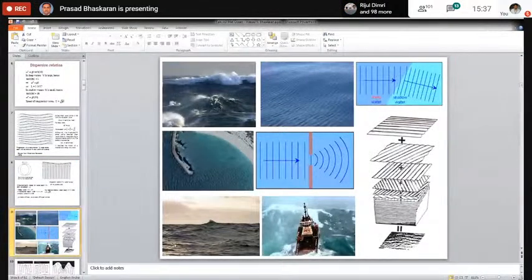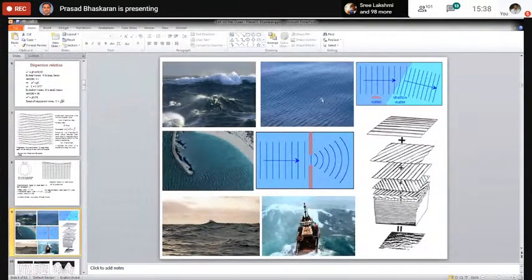Now this figure gives an idea. If you see the top left panel of this figure, it shows the waves in the deep ocean. The same waves, if you see in the shallow water, you can see how smooth it is. It looks very smooth. So what you understand from this figure is the amplitudes are small and the wavelength is large.